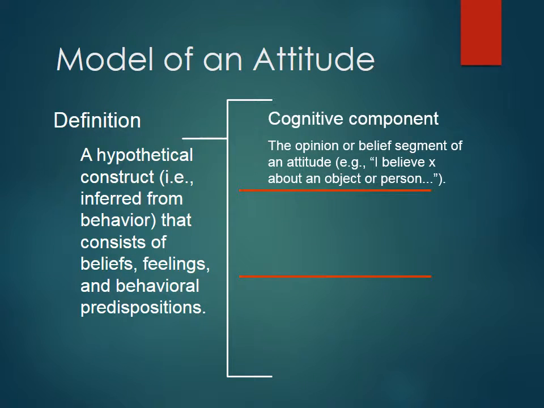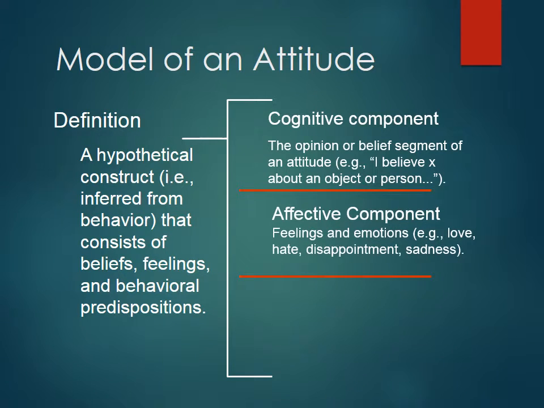The first is what we call the cognitive component. This is the thinking part. So it's the opinion or the belief segment of an attitude. A person would say, I believe X, or I think X. Again, cognition is all about thinking. Followed by the affective component. Go ahead and say that out loud. It's not effective, it's affective. When we talk about affect, we're talking about feelings and emotions.